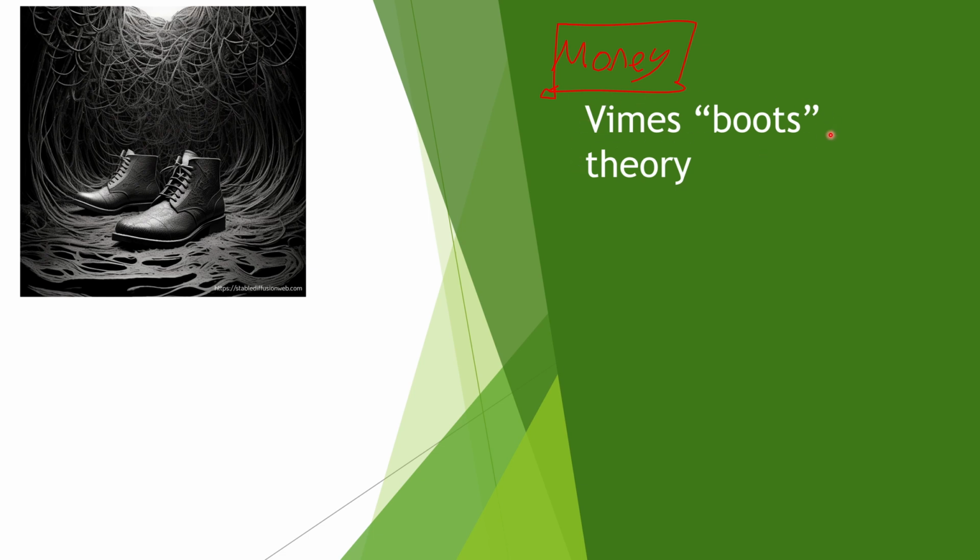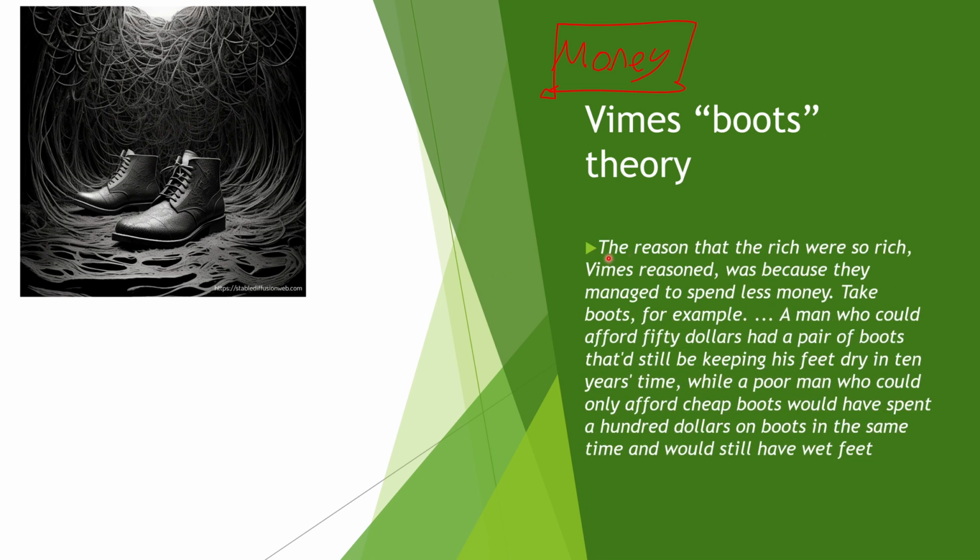Now, it's not really a theory, it's a passage from a Terry Pratchett book, but nonetheless, I think it's relevant to what I'm about to talk about. So the reason that rich were rich, Vimes reasoned, was because they managed to spend less money. Take boots, for example. A man who could afford $50 had a pair of boots that would still be keeping his feet dry in 10 years' time, while a poor man who could only afford cheap boots would have spent $100 on boots in the same time and would still have wet feet.